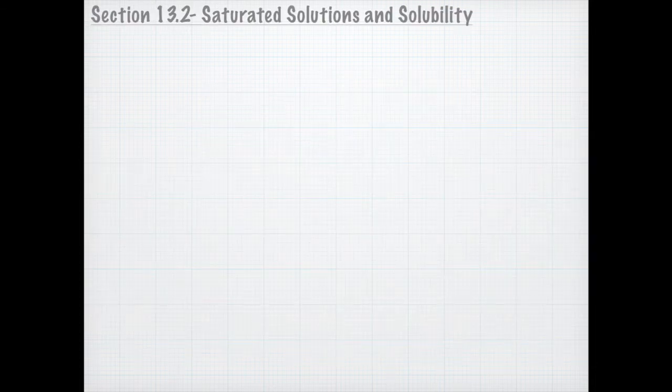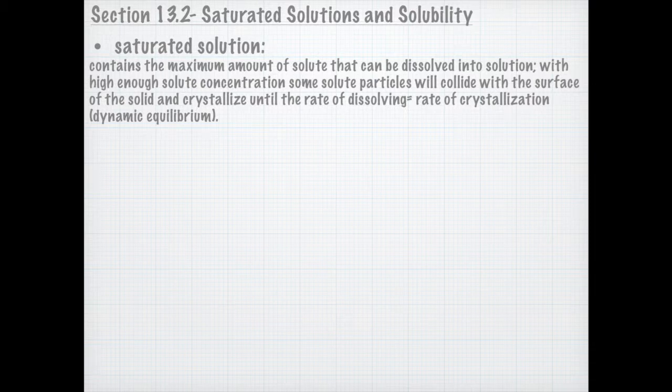So let's talk about a couple of terms that are used to describe solutions. The first one is a saturated solution. A common definition that you'll hear for saturated solutions is that they contain the maximum amount of solute that can be dissolved into a solution. Now, why is that the case? What dictates the maximum amount?